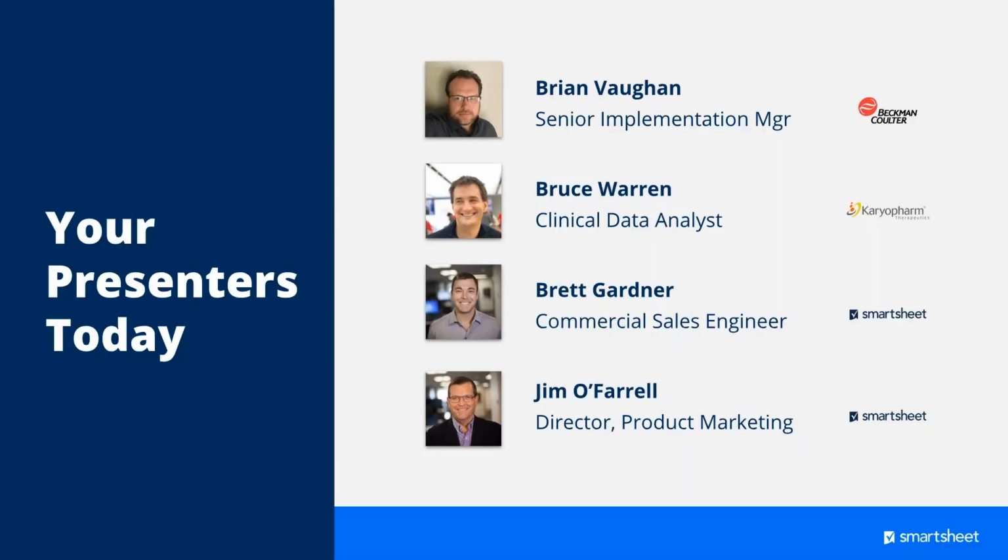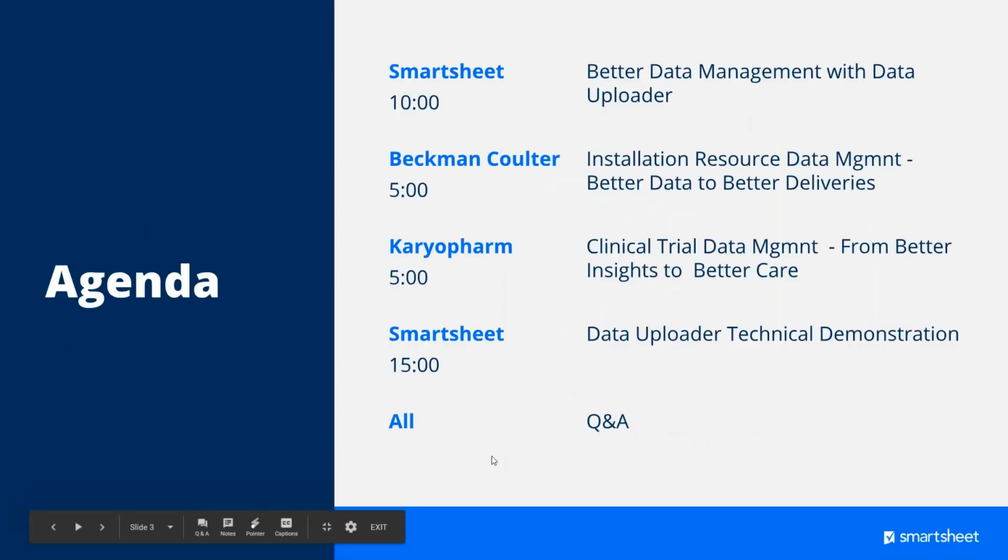Now, I just want to point out, there was not a requirement to have a first name that began with BR to join this webinar here, but somehow that's how it all worked out. And then, of course, like myself, Jim O'Farrell, Director of Product Marketing here at Smartsheet.